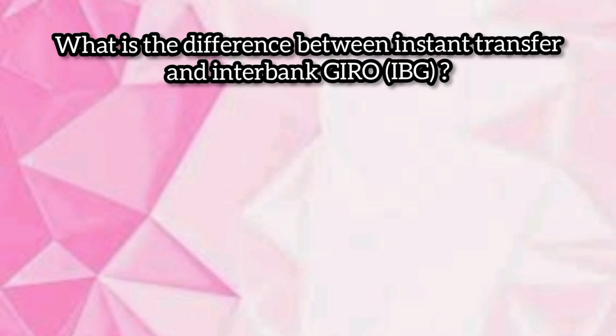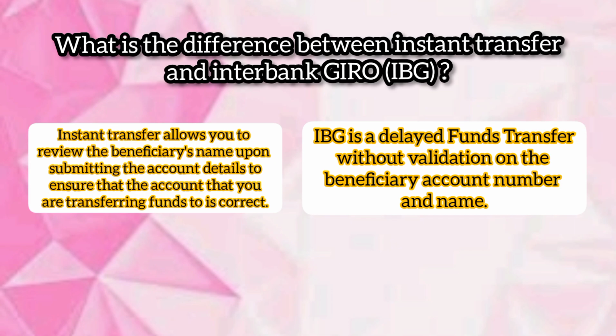Okay, now I'm going to talk about the difference between instant transfer and interbank giro (IBG). Instant transfer allows you to review the beneficiary name upon submitting the account details to ensure that the account you are transferring funds to is correct, while IBG is a delayed funds transfer without validation of the beneficiary account number and name.